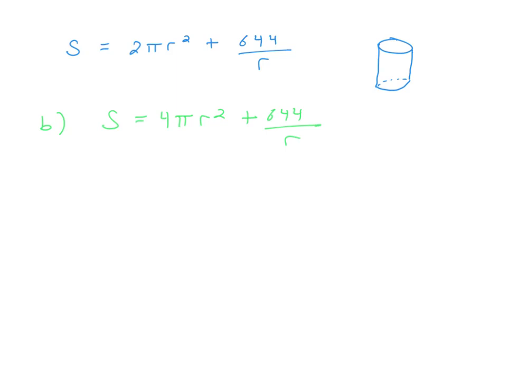So for part B, the surface area should be 4 pi r squared plus 644 over r. So this is really the only difference, is we're going to make this adjustment in our formula. So here, you're still going to take the derivative and set it equal to 0, and then solve for the value of r in this new equation. It will be different, but the process will be very, very similar.